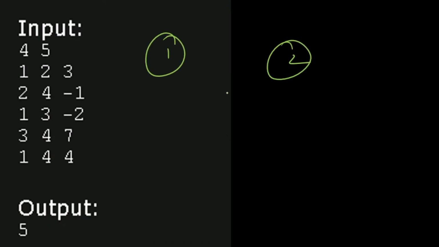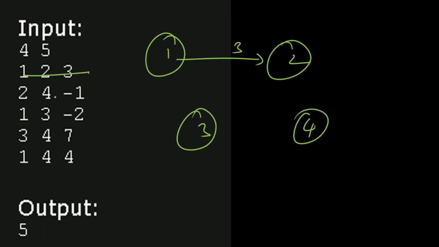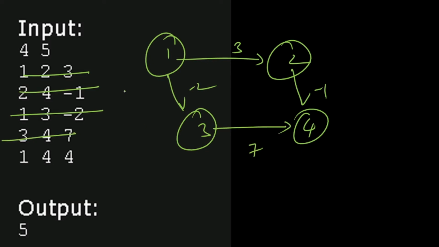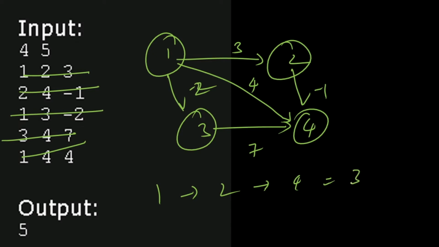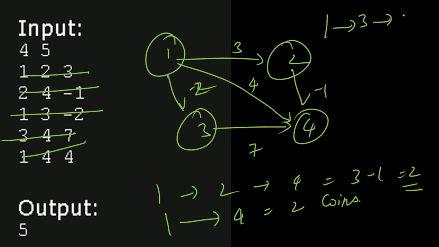So node number 1, node number 2, 3 and 4. 1 and 2, the distance is 3. 2 and 4, the distance is -1. 1 and 3, the distance is -2. 3 and 4, the distance is 7. 1 and 4, it's 4. What is the longest path here? If we take 1 to 2 to 4, the answer is 3 and -1, that is 2. 1 to 4, the direct path, gives us 4 coins. But the answer is 1 to 3 and 3 to 4: -2 plus 7 is equal to 5 coins, and that's the answer.